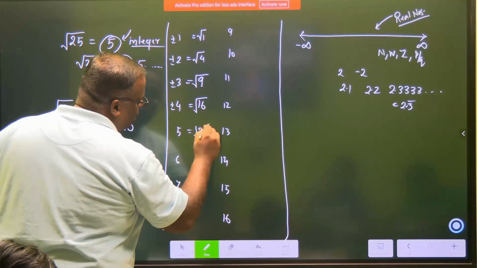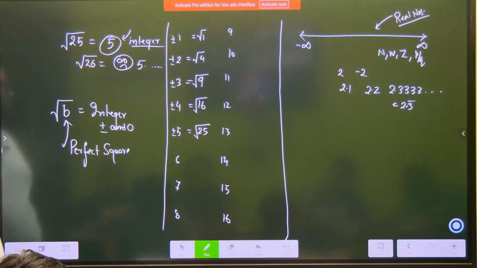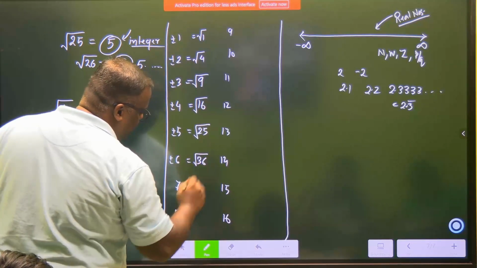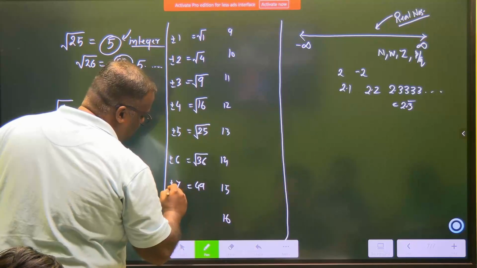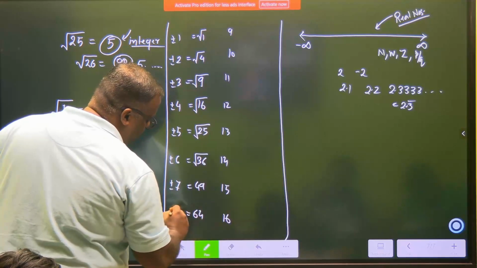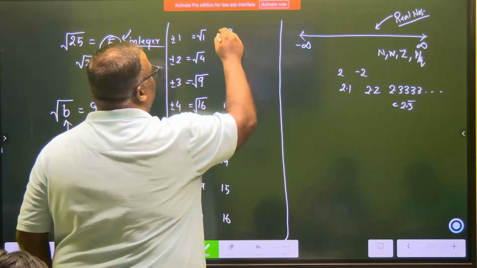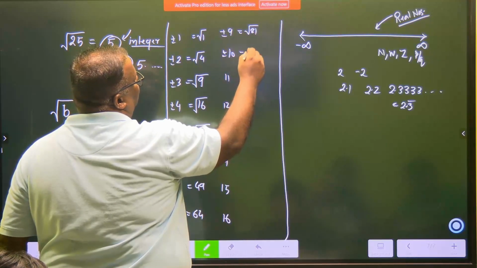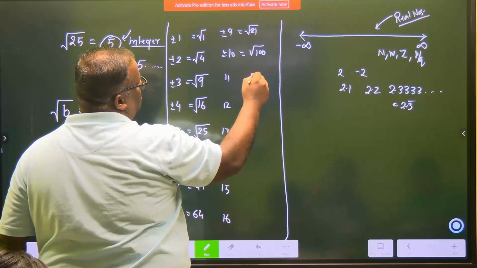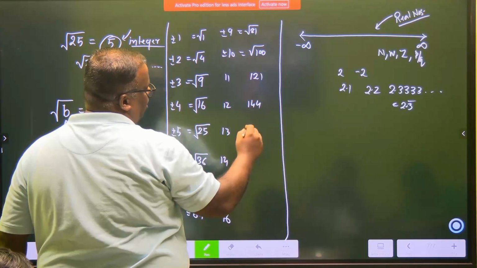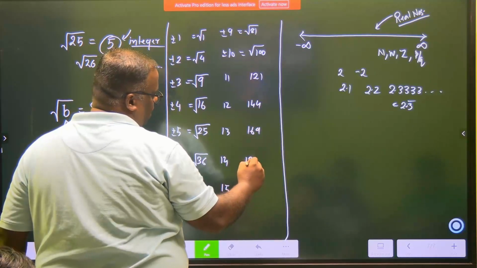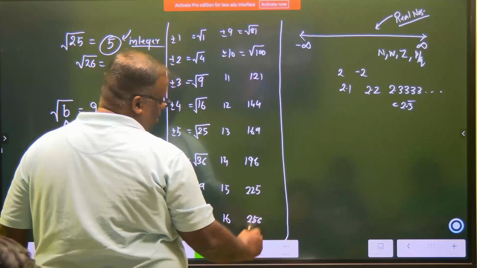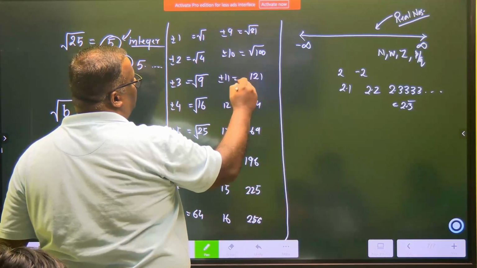25 is a perfect square because root of 25 is plus minus 5. 36 is a perfect square because root of 36 is plus minus 6. Similarly, 49, 64, you get a plus minus. Then 81, plus minus 9 is root of 81. Plus minus 10 will be root of 100, a perfect square. The next is 121, then 144, 169, then 196, 225, and 256. These are all plus minus. They are all perfect squares.